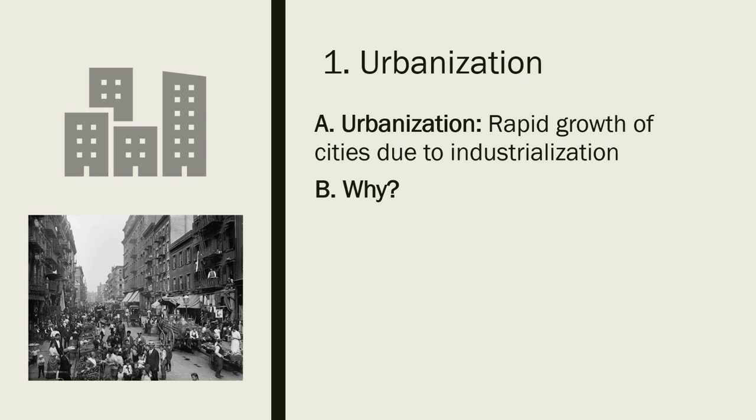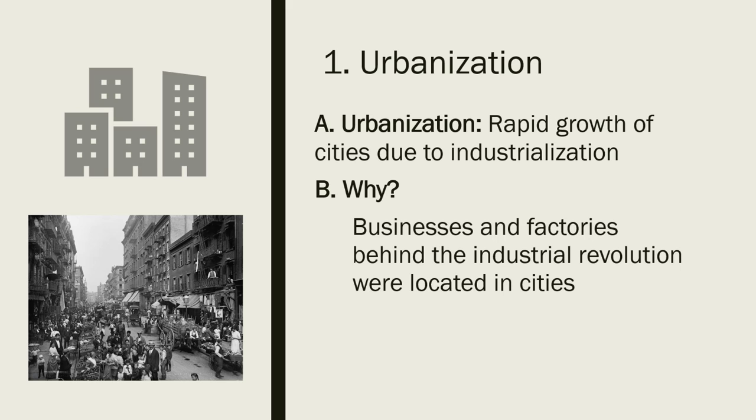And why does this happen? Why does urbanization happen? Well, because the businesses and factories that are fueling the Industrial Revolution are located in the cities. And if the businesses and factories are located in the cities, that's where the jobs are going to be. So people are going to want to be where the jobs are. We're going to have people from all over the country and even all over the world drawn by the wide availability of jobs and these economic opportunities.